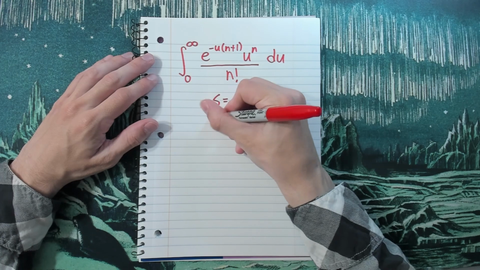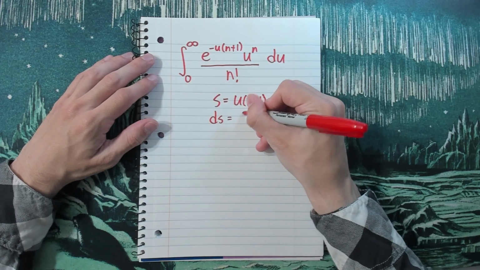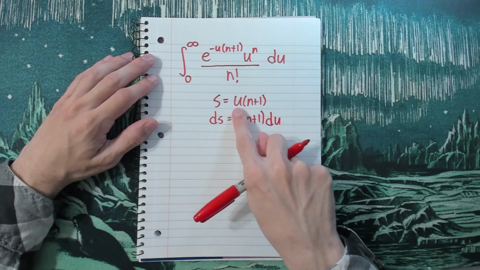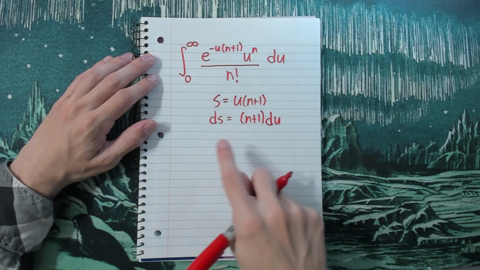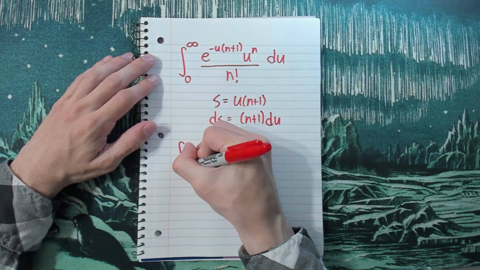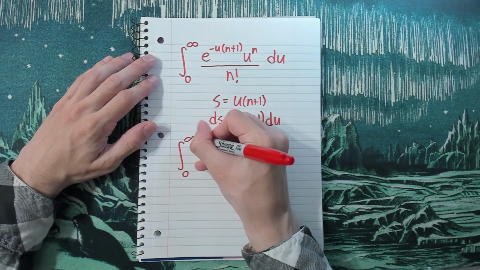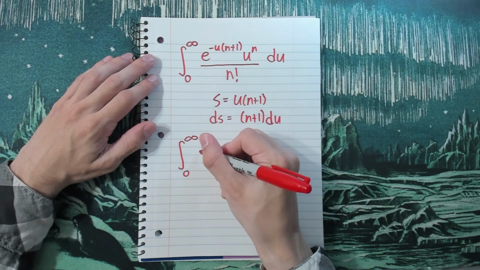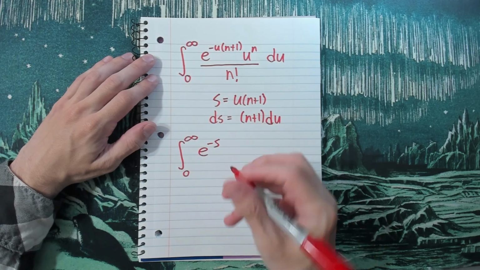Okay, so let's take the derivative of both sides. I'm just going to get ds equals n plus 1 times du, right? The u goes away. And I can now rewrite my integral. So I'm going from 0 to infinity still. This isn't going to change the 0 to infinity aspect of all of this. E to the negative s.